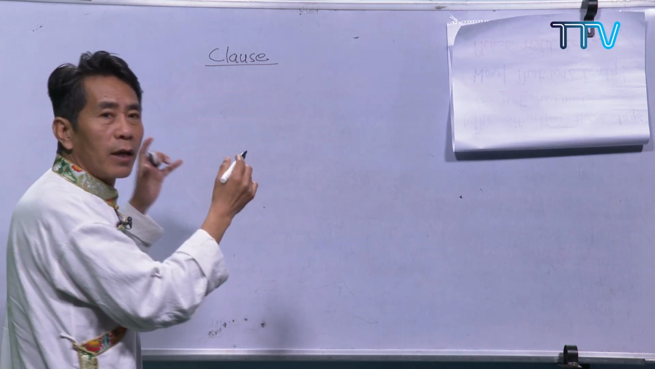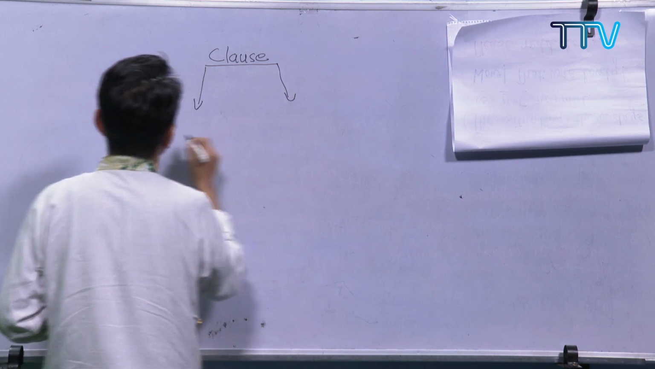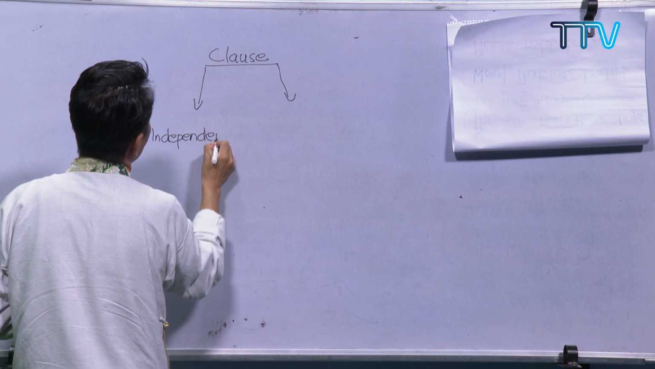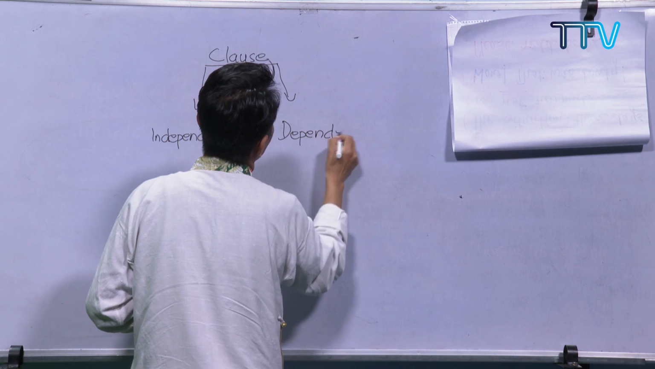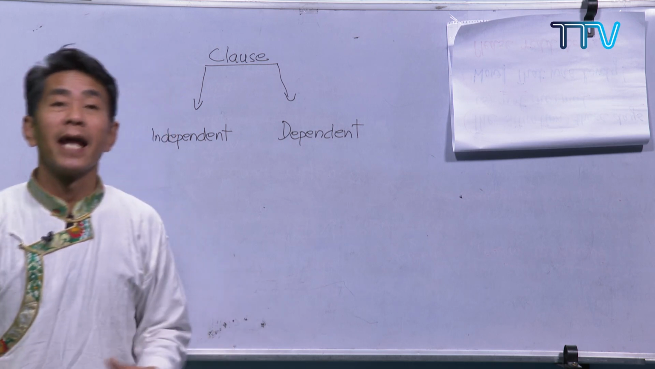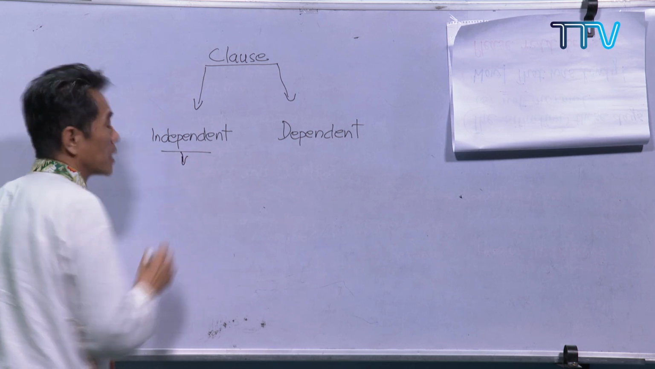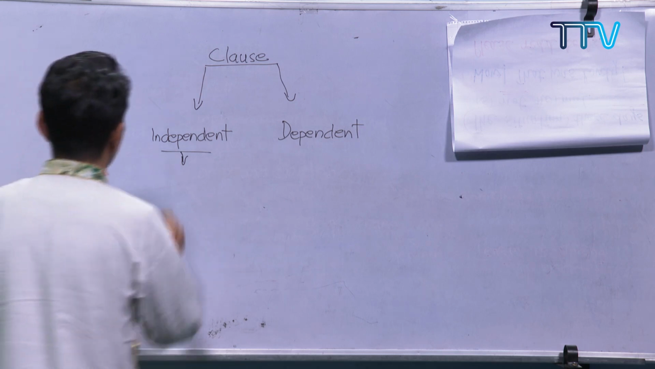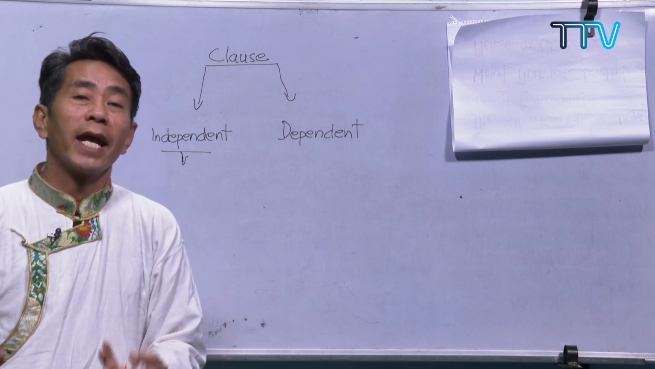So, clause. In the clause, we have independent and dependent. A clause can be of two types, independent and dependent. When I say a compound sentence is a sentence made up of two independent clauses, independent means, look at the word itself, it does not have to depend on any other thing.